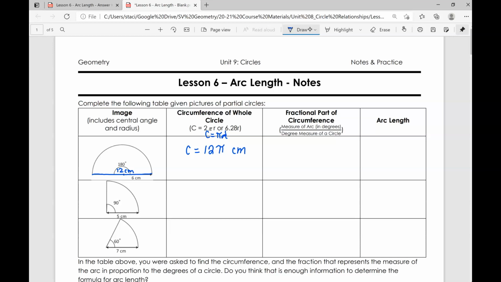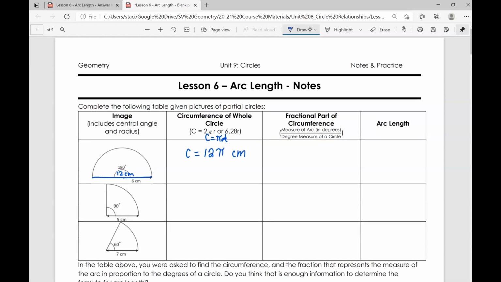But when I look at this picture, I don't have the whole circle. I have half of the circle, a semicircle. Let's think about where that half came from. We can easily see that the semicircle is half of a regular circle, but let's take a look at the angle measure. The central angle is 180 degrees, and if we think about how many degrees are in a circle, we can recognize that 180 degrees out of 360 is equal to 1/2. So we can take the central angle we're given, put it over 360, and simplify, and that will also tell us the fractional piece of the circle that we have.